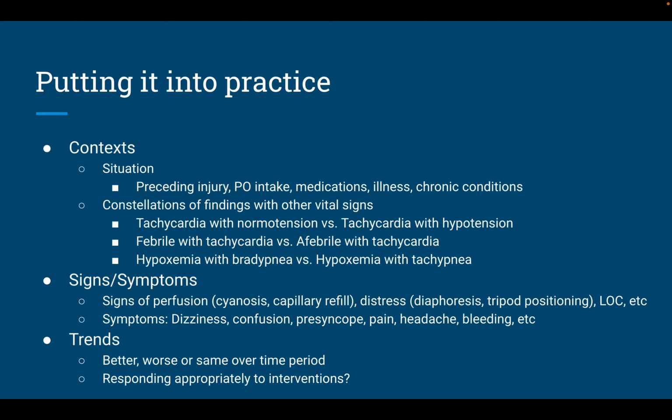For example, somebody who normally has high blood pressure and comes in with low blood pressure, it's fairly concerning, as opposed to somebody who typically has low blood pressure and has the same low blood pressure.